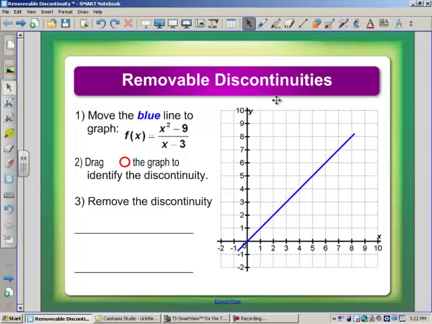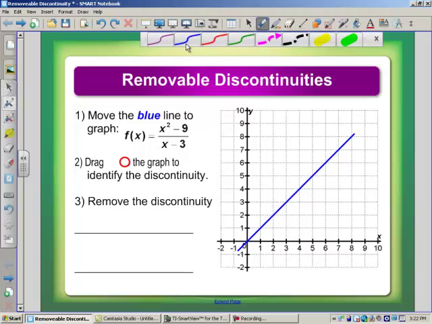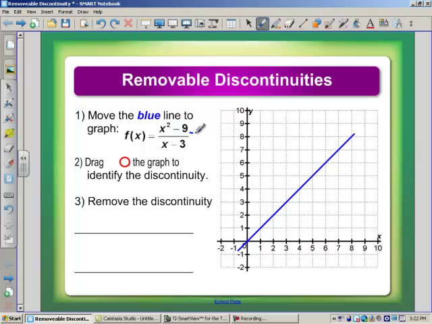Alright, so we're going to start with removable discontinuities. I'm going to show you what those are and why they're called removable, and then I'll show you the difference between a removable and a non-removable discontinuity. Okay, so what I've got here is a rational function, top heavy, and what I want to do is show you that this actually has a discontinuity when the bottom is equal to 0 that can be removed.